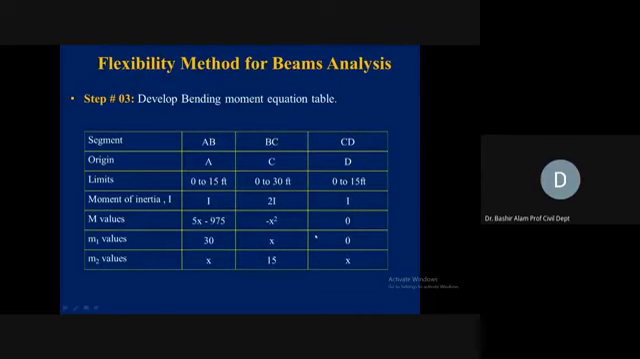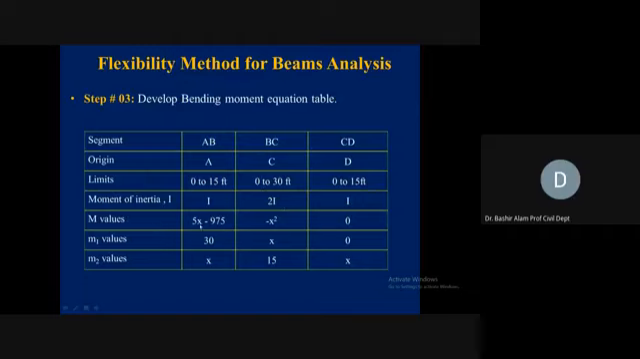We were having segments AB, BC, and CD. For AB we took A as the origin, for BC we took C, and for CD we took D as the origin. For the limits, the equation for AB is applicable from 0 to 15, for BC from 0 to 30, and for CD from 0 to 15. The moment of inertia for AB was I, for BC it was 2I, and for CD it was I.